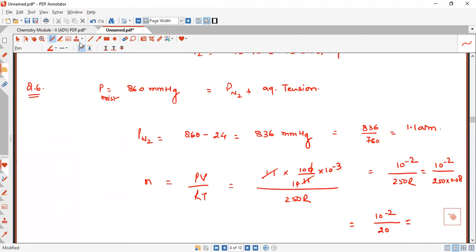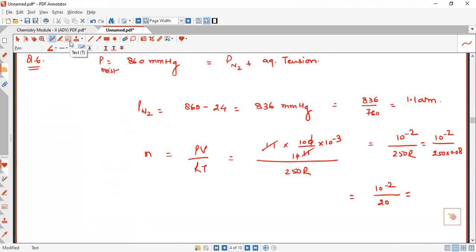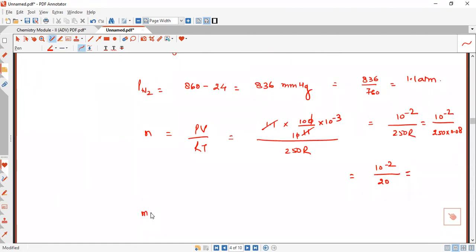Okay, so when we calculate mass, moles we know, then mass is nothing but mass of N2. That is going to be 10 to the minus 2 by 20, these are number of moles, into molar mass 28. So we can say 1.4 into 10 to the power minus 2. Okay, this is mass in gram.